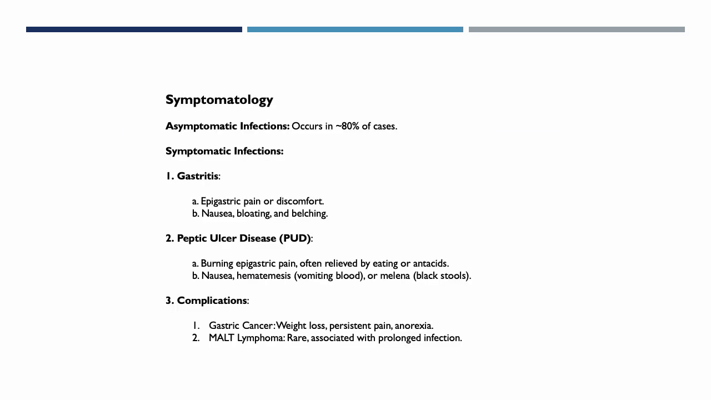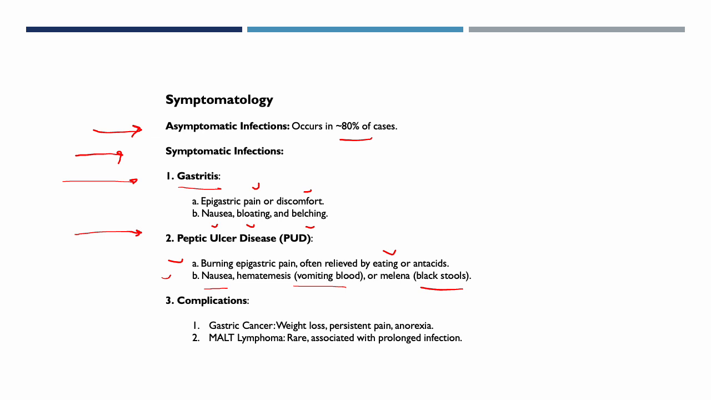Now let's look at symptomatology. In about 80% of cases, we will have asymptomatic infections. But if presented with symptomatic infections, we can identify, for example, gastritis. They will typically present with epigastric pain or discomfort, nausea, bloating, and belching. If we're dealing with a peptic ulcer disease, the patient might present with burning epigastric pain, often relieved by eating or antacids. We can also see nausea, vomiting blood, or black stools.